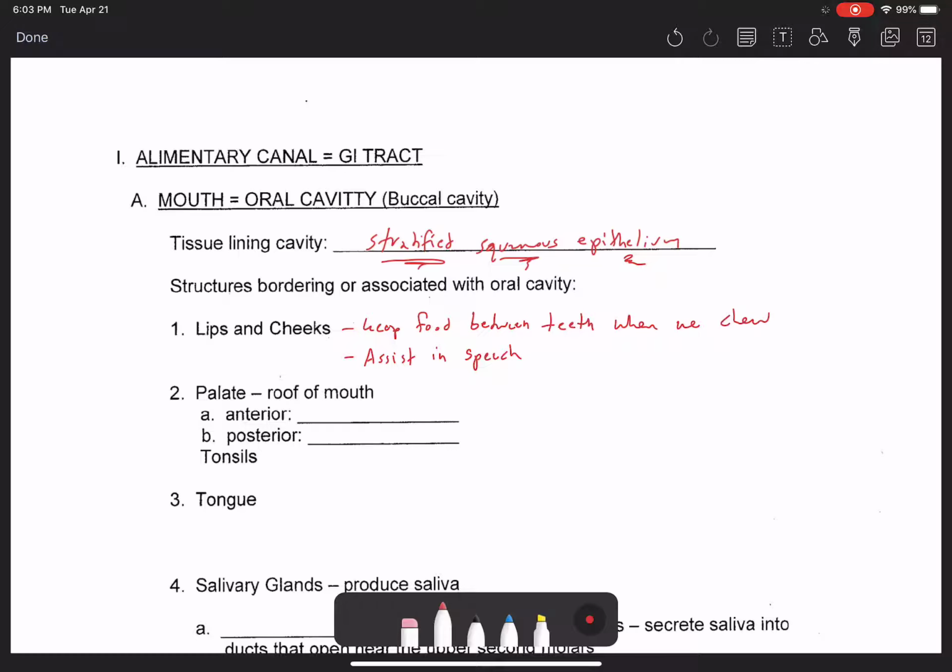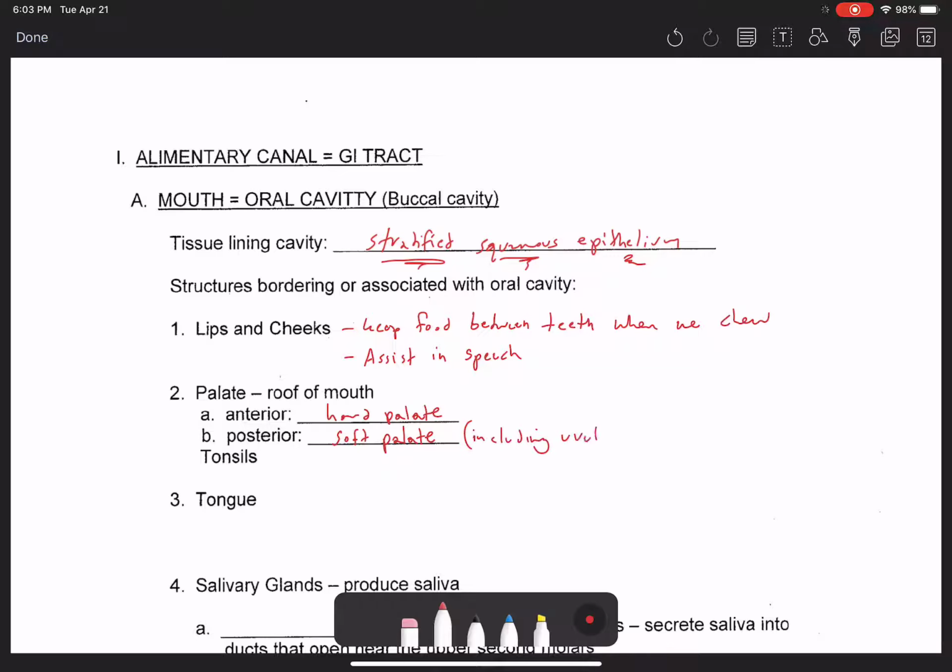And the palate can be broken up into two different components. The more anterior component is known as the hard palate, composed of the palatine process of the maxilla and the palatine bones. And then the most posterior part of the palate is the soft palate. And the most posterior tapered aspect of the soft palate is called the uvula. So we're going to say including the uvula.